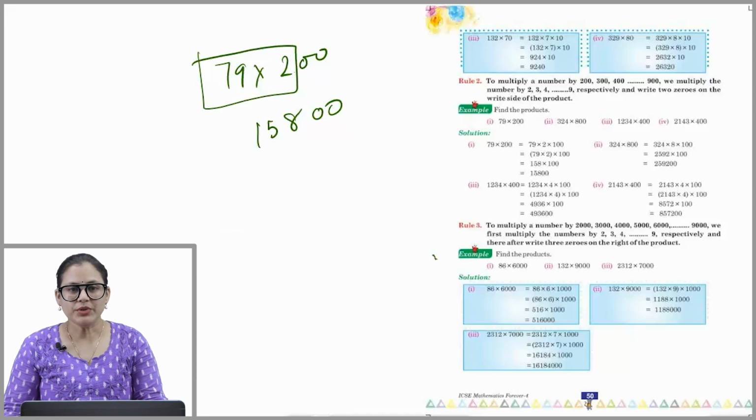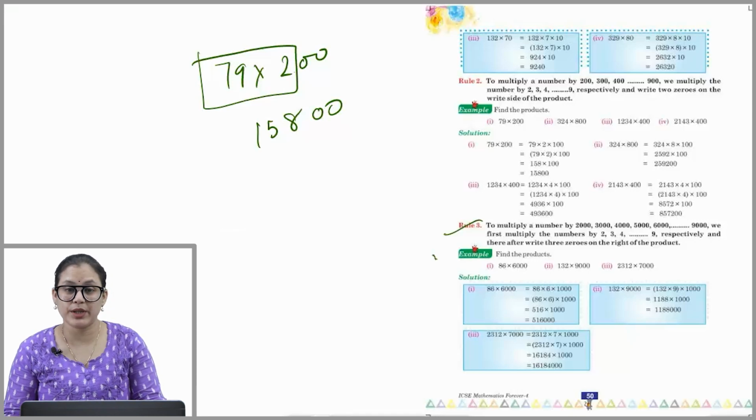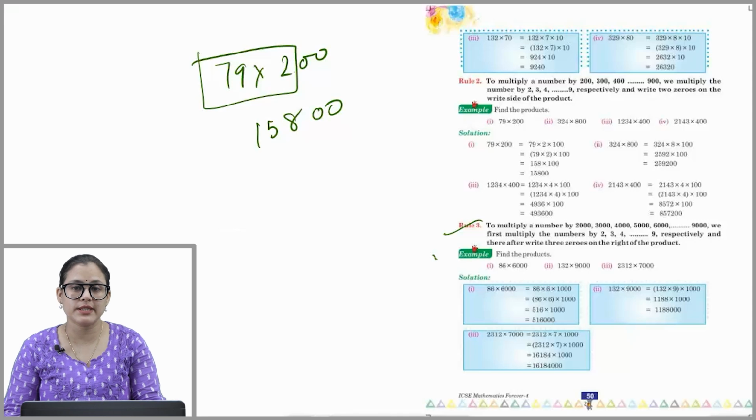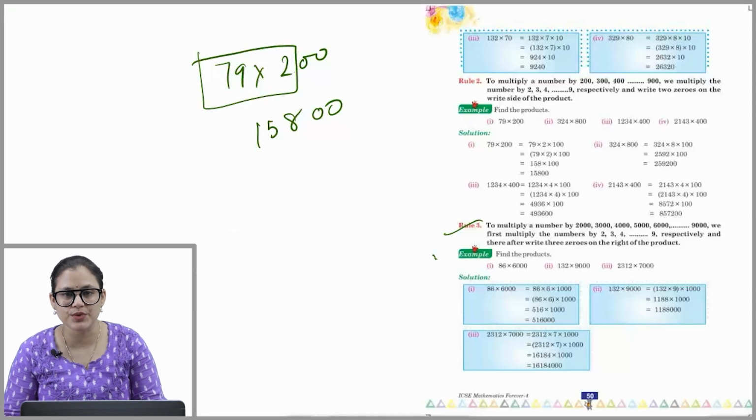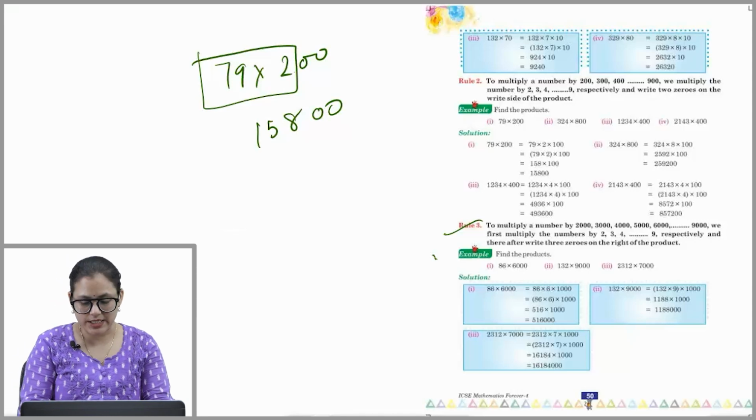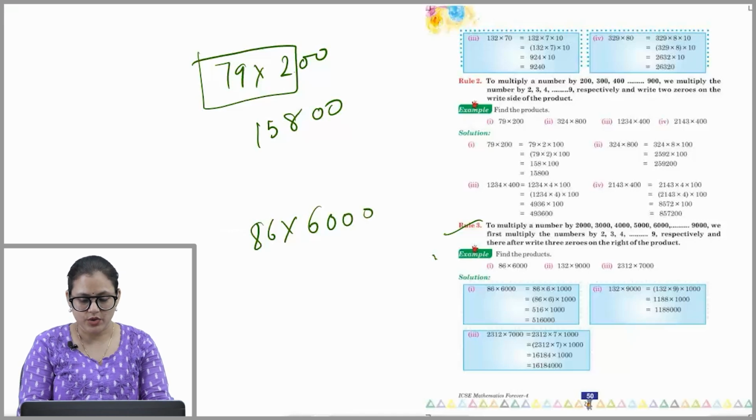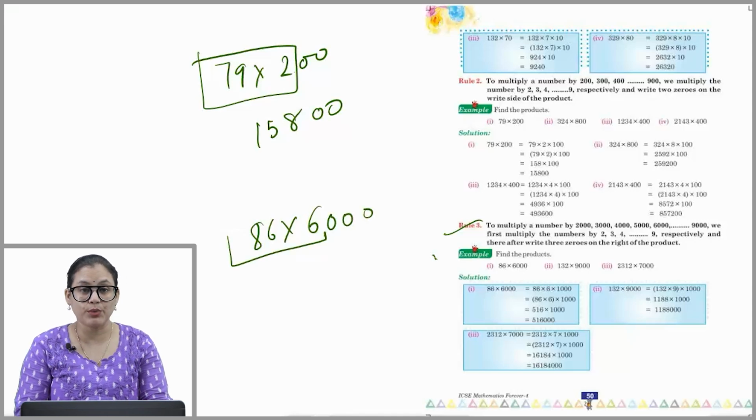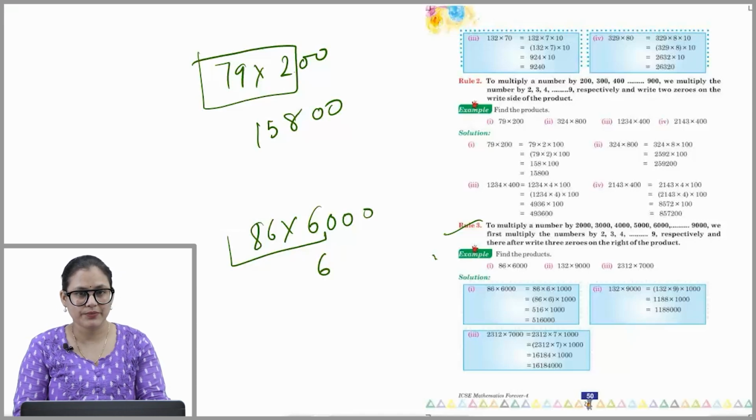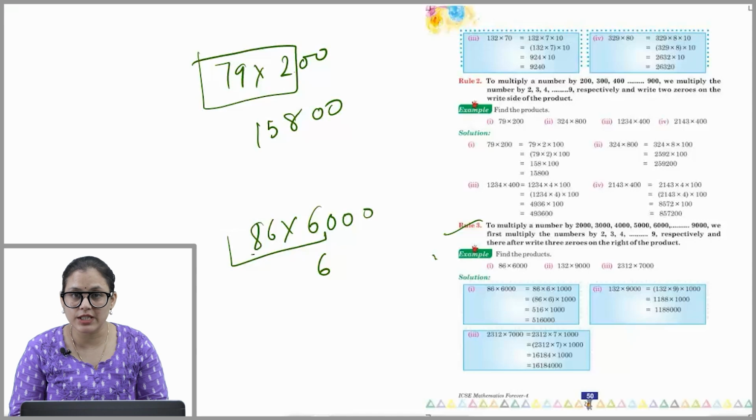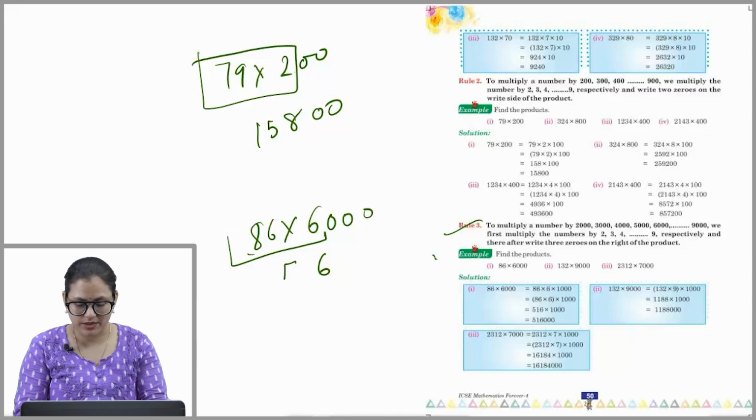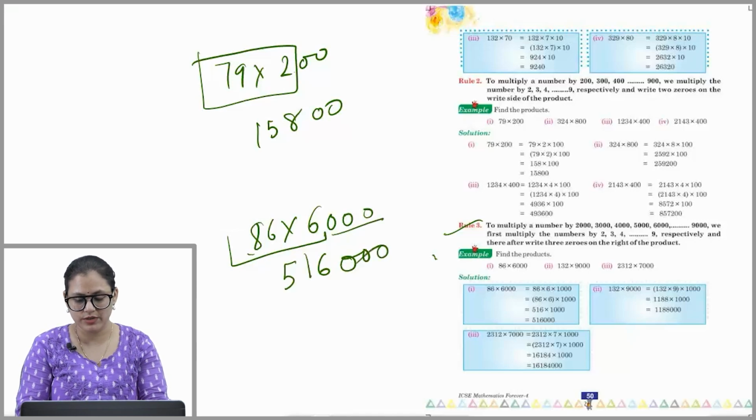Similarly, rule number 3 is to multiply a number by 2000, 3000, 4000, 5000, 6000 and 9000. We first multiply the number by 2, 3, 4, 9 respectively and thereafter write 3 zeros on the right of the product. So 86 into 6000 is what? You will multiply these two numbers and then you will put 3 zeros to the right. 6 6s are 36 and 3 carry, 6 8s are 48 plus 3 is 51, and then you will put 3 zeros to the right of this product.